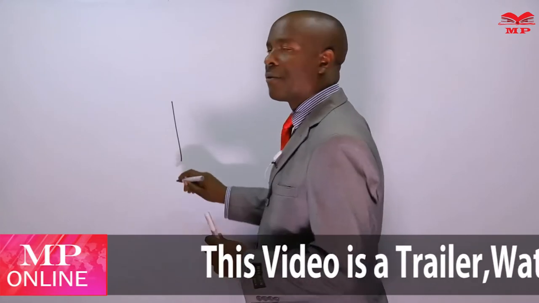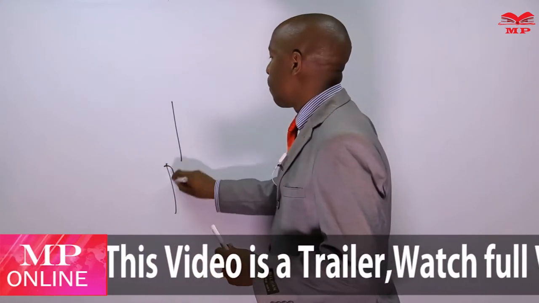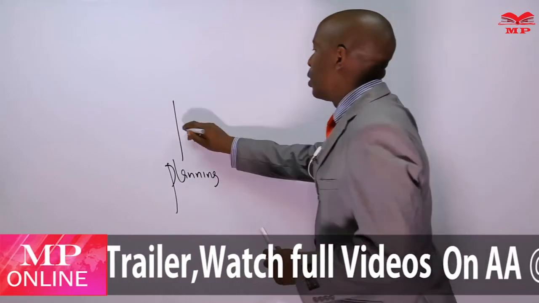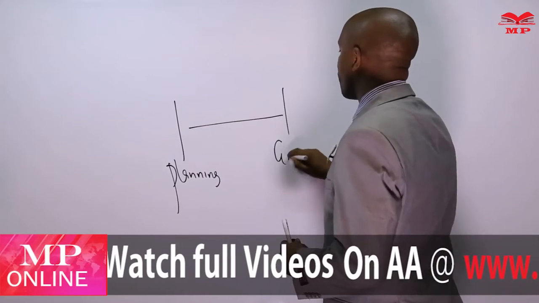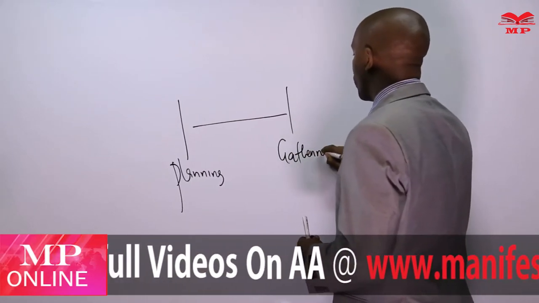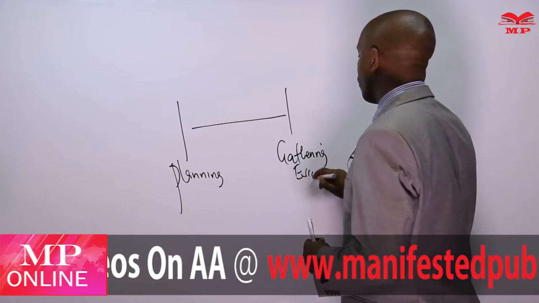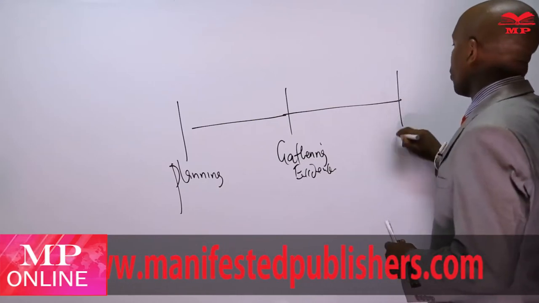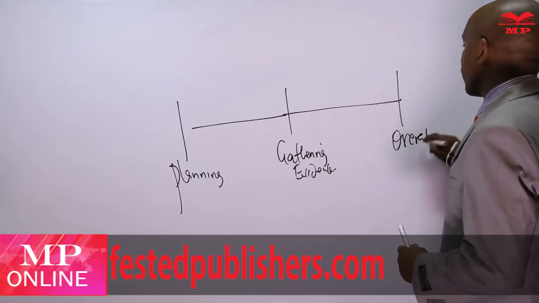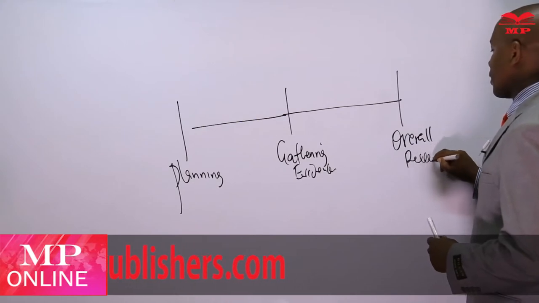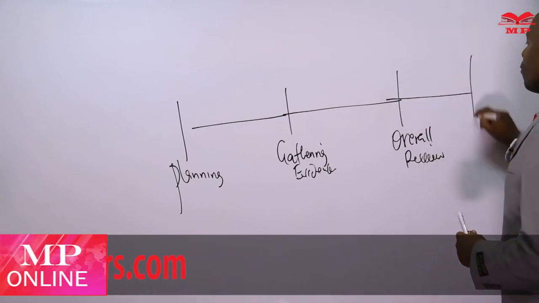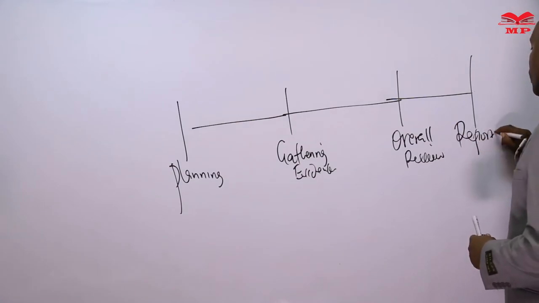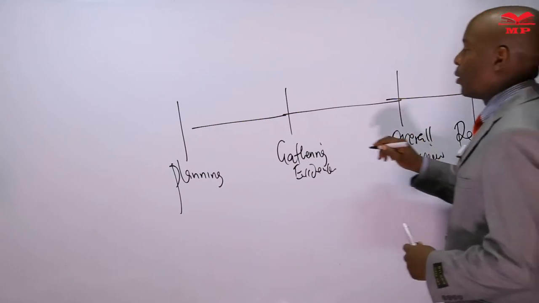Stage number one in auditing is referred to as what? I hope you can remember. We call it planning. Stage one. Stage two is called what? It's called gathering evidence. This is the stage that we are looking at, because that is where we are for today. Then we'll be looking at another stage called overall review, but this one will come later. Overall review is another stage. And we have stage number four. Hope you remember, the last stage in auditing is called what? Reporting.